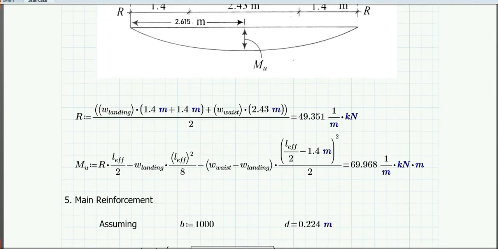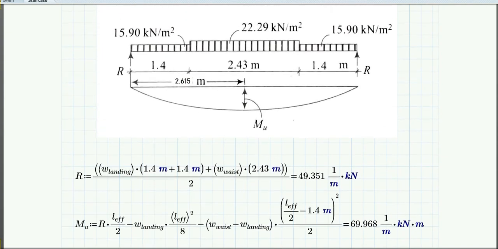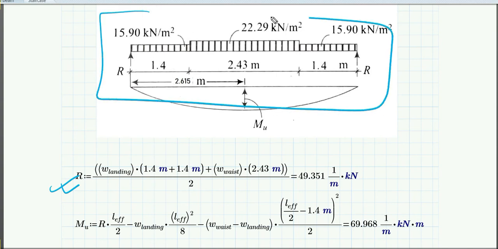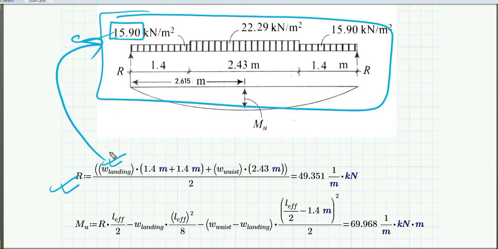So how to find out the reaction R? This is a symmetric condition, symmetric loading. The loading is symmetrically located over the beam or over the staircase. So you just find out total load divided by 2. The total load will be how much? The 15.91 is for what? This is W landing, and 22.92 is the W waist, because this is over the waist slab or over the going.